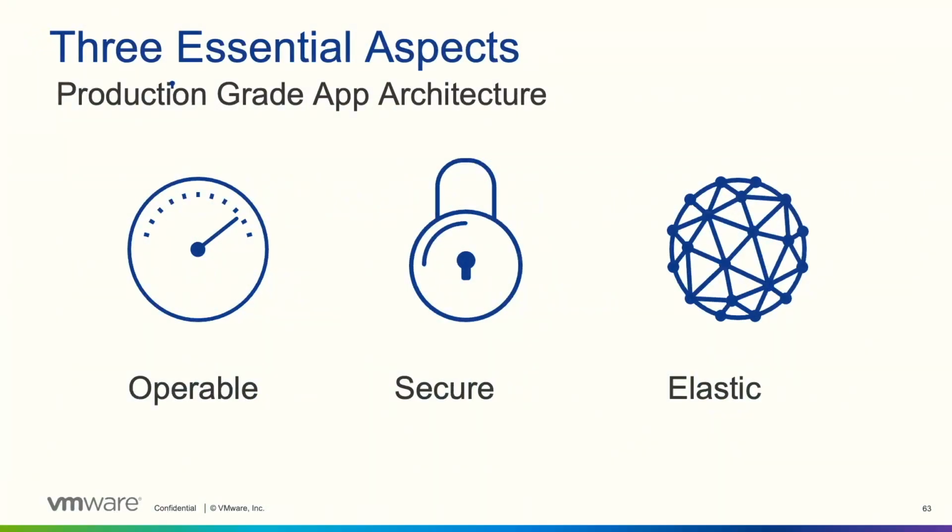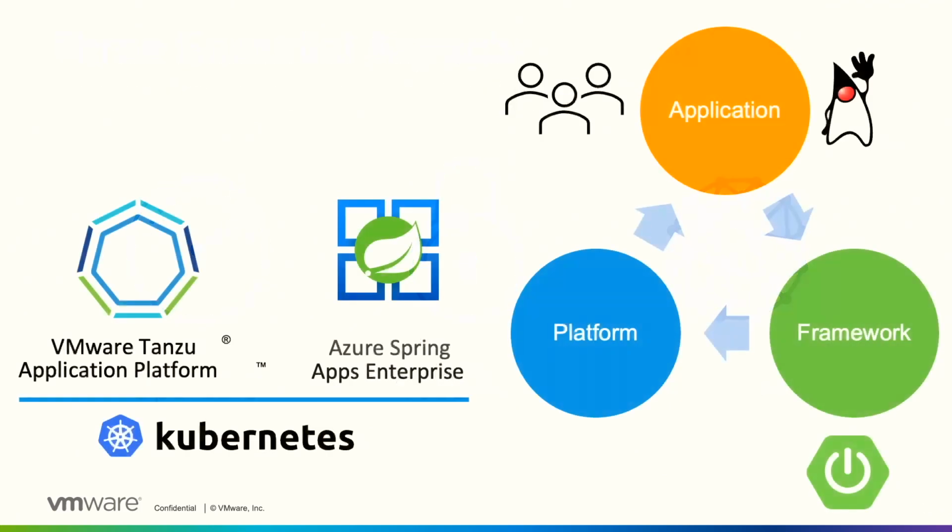Yes. All right. So to close it out, there are three essential aspects that we talked about to make any application architecture production grade. Number one, it's operable, it's secure, and it's elastic. And the key takeaway in all of this is the interaction between what you do in your application code, what the framework does for you, and what the platform does. As much as possible, it's best to push the concerns to the framework or the platform.